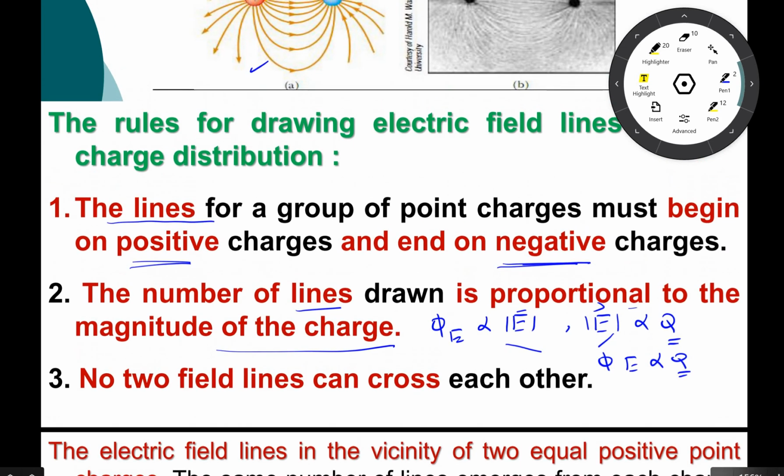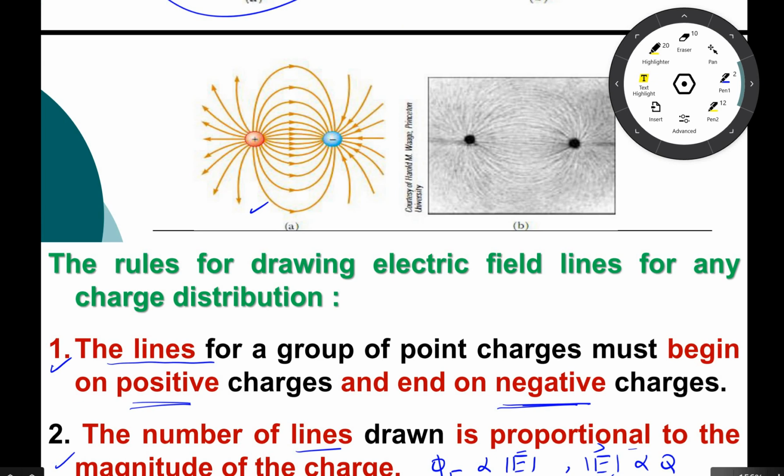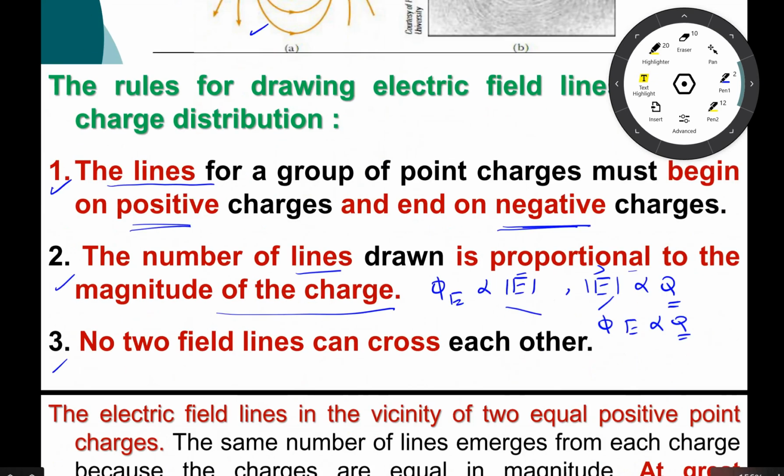Also, in all plots, if you study these plots carefully, you will conclude that there is no intersection between field lines. So no two field lines can cross each other. These three rules one has to consider when he starts to plot the electric field lines between charges.